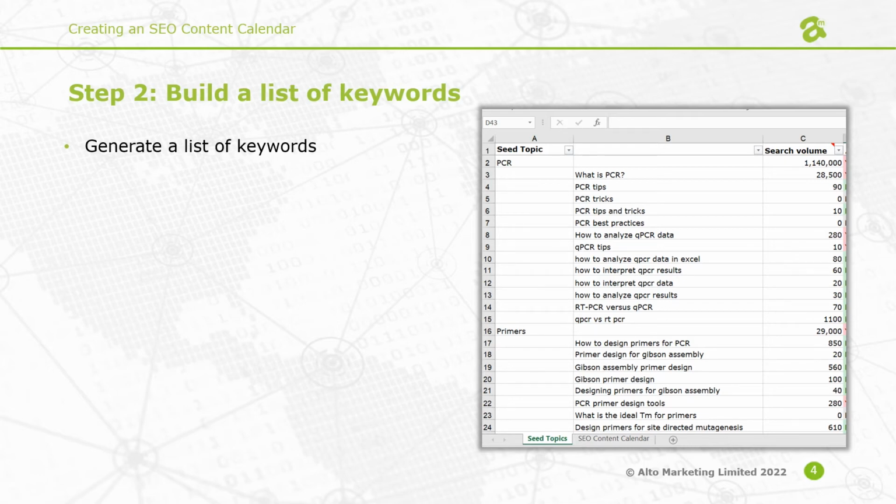In addition to that, you may know one or two terms related to the topic and you can use that using the online tools, and they will help generate a list of related topics which will then help to build out these seed topics. So for example here, our starting seed topic was PCR and primers, and then we started building out topics such as what is PCR, PCR tips and tricks, how to interpret qPCR data.